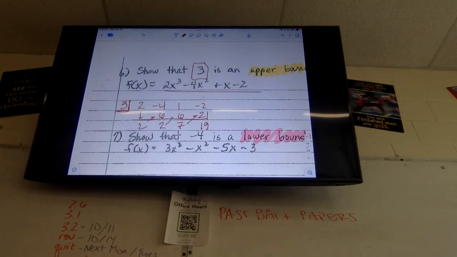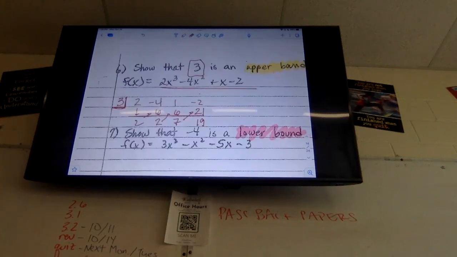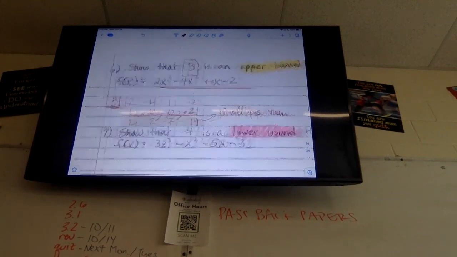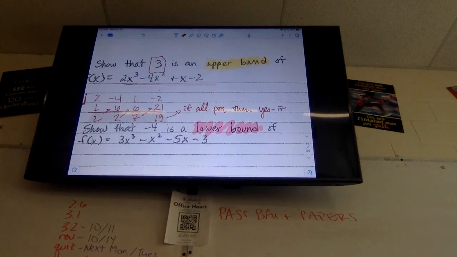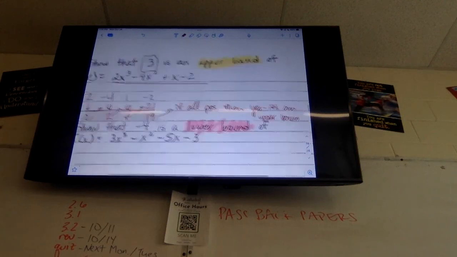Okay. Is 3 a factor of this? No, why not? Good. There's a remainder of 19, not a remainder of 0. However, did this ask me to show that 3 was a factor? No. It said show it's an upper bound. An upper bound is if I'm looking at this last line of my synthetic division, if all of the numbers are positive, then it is an upper bound. So if all are positive, then yes, it's an upper bound.